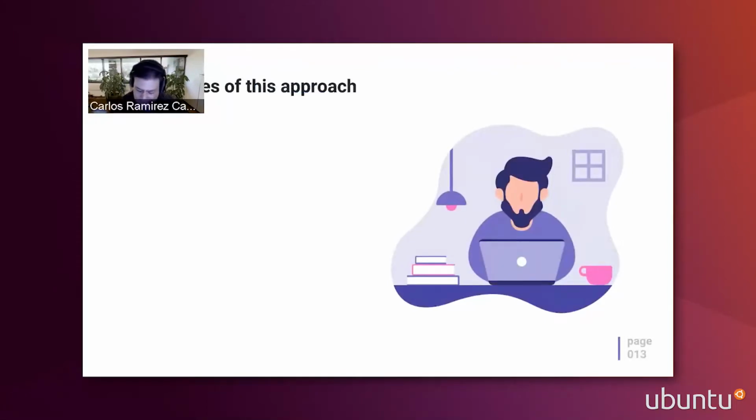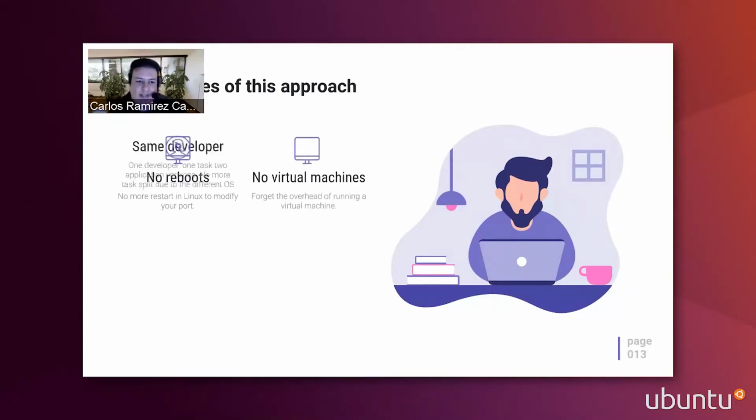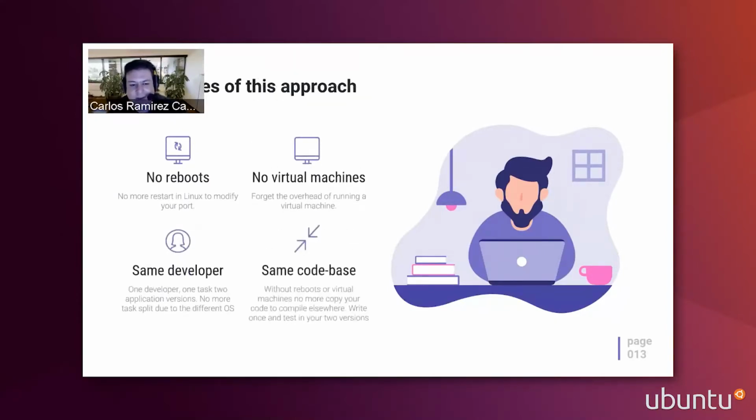Well, what are the advantages of this approach? No reboots, no virtual machines, the same developer and the same code base. What it means is that in companies you have one team for Windows, one team for the Linux port, one team for macOS, or if everything is in the same team, you have developers with Linux boxes and with Windows, and they split the ticket. Or the worst, you develop first for Windows, and after 3 releases, you make the change to Linux.